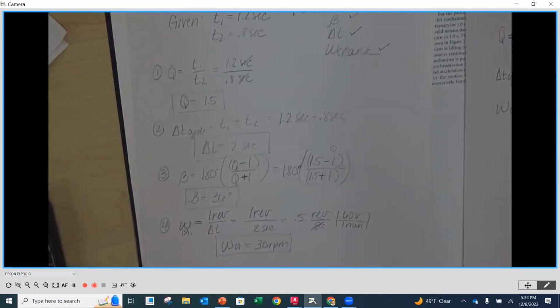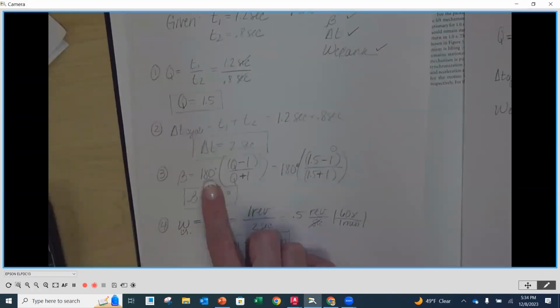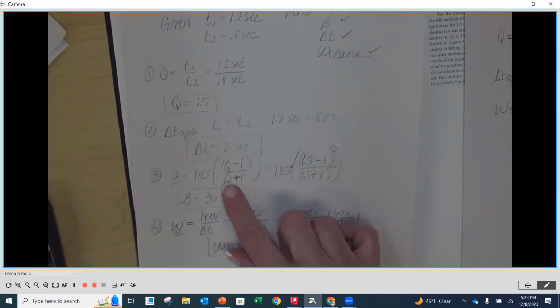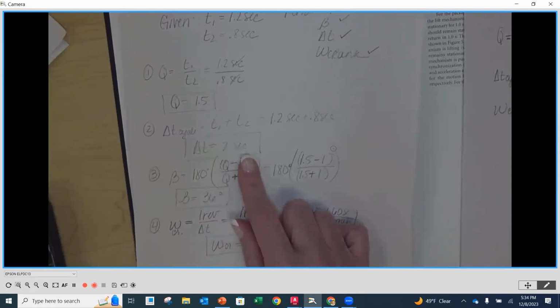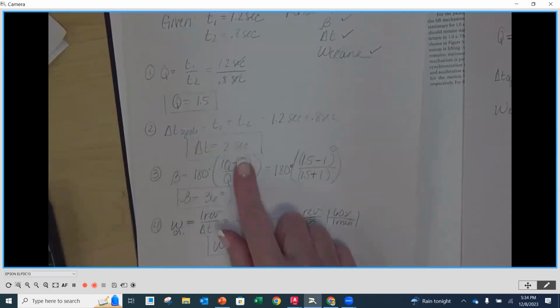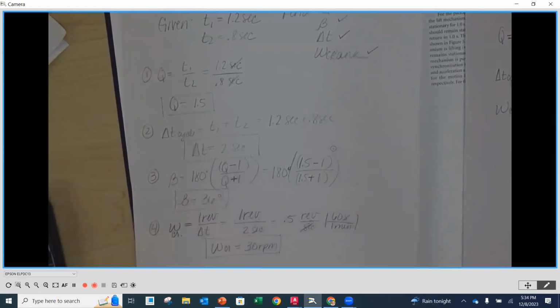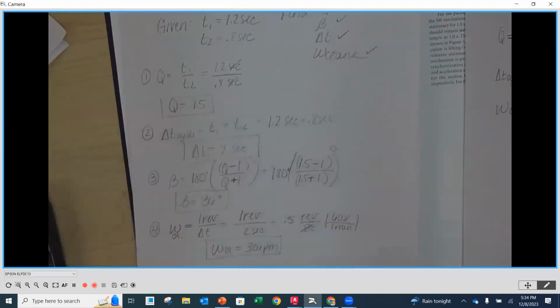Oh, you would. Yes. Even though they're in line, you're correct. If Q is 1, it would be 0 divided by 2, which is 0, times 180 is 0. So your beta will come out to be 0, not 180. It just means that there's only going to be that imbalance angle when you have a quick return, which in the case of a slider crank mechanism would be an offset rather than an inline.